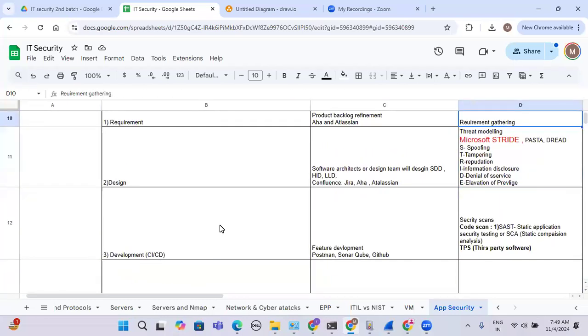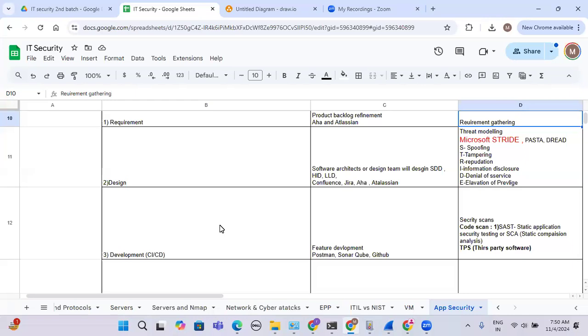In the requirement phase, there are two different types of requirements: one is functional requirement, the second is non-functional requirement. One is feature-oriented, the other is process-oriented. In a similar way, not only development-side functional features, even security-oriented features will come. In those scenarios, our security product owner will take care of the product backlog refinement. So that is also part of the requirement phase.